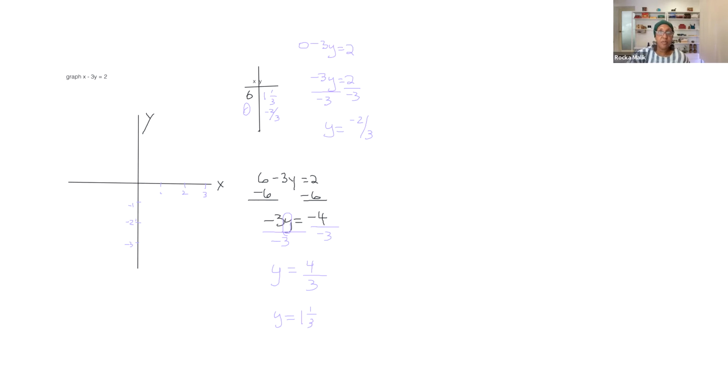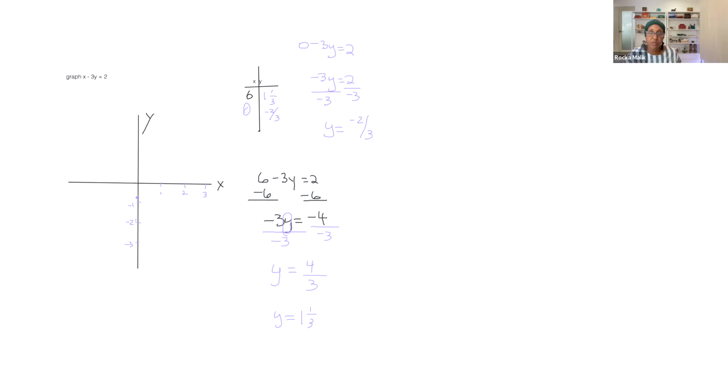So we can graph (0, -2/3). 0 means I don't move any place left or right, and then I go down. If this was chunked into 1, 2, 3 parts, I'll be down here. And this would be the y-intercept, because I made x 0.